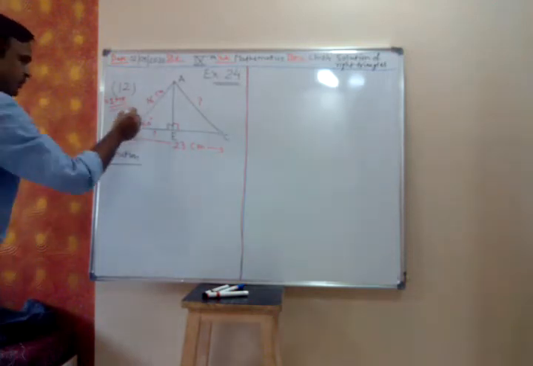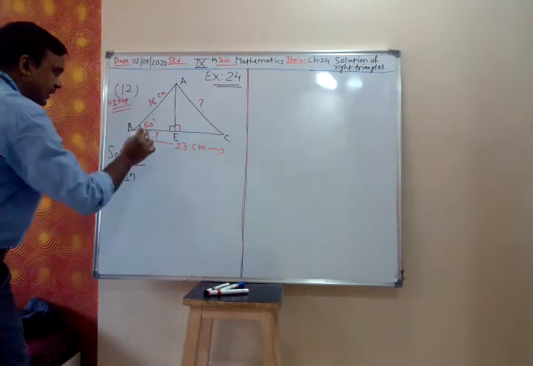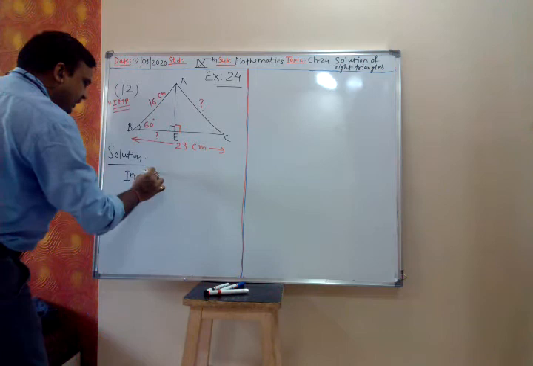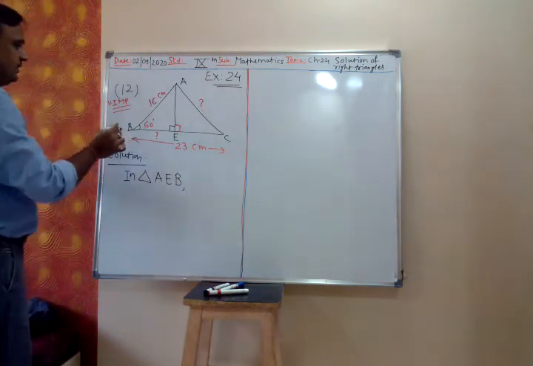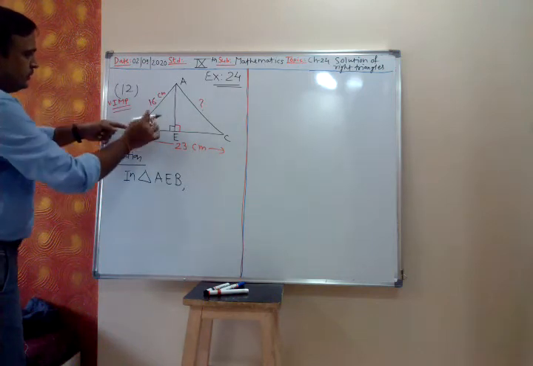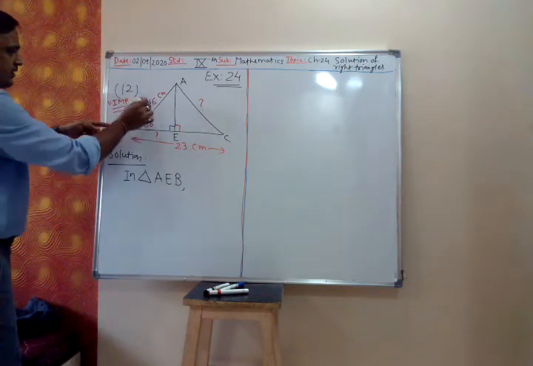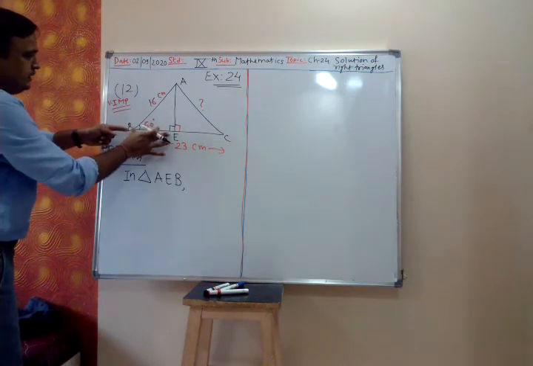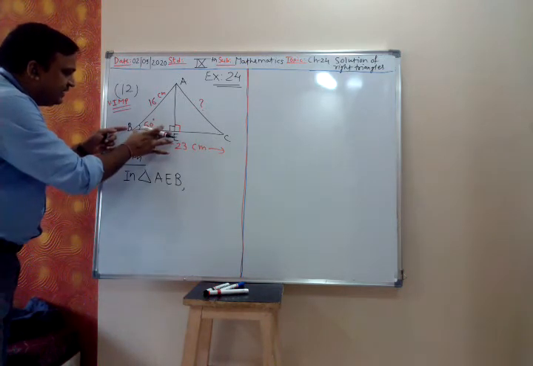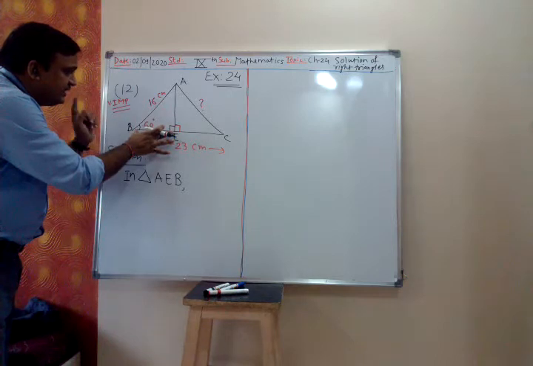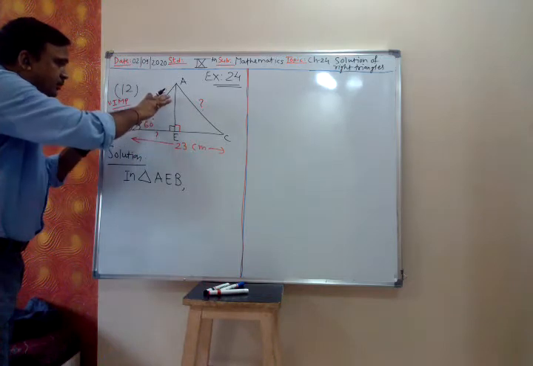So now we consider, not by Pythagoras. In this right angle triangle AEB, AB is the hypotenuse. It is given 16. We want to find BE. For reference angle B, BE is the adjacent side. So now we have adjacent and we have hypotenuse.